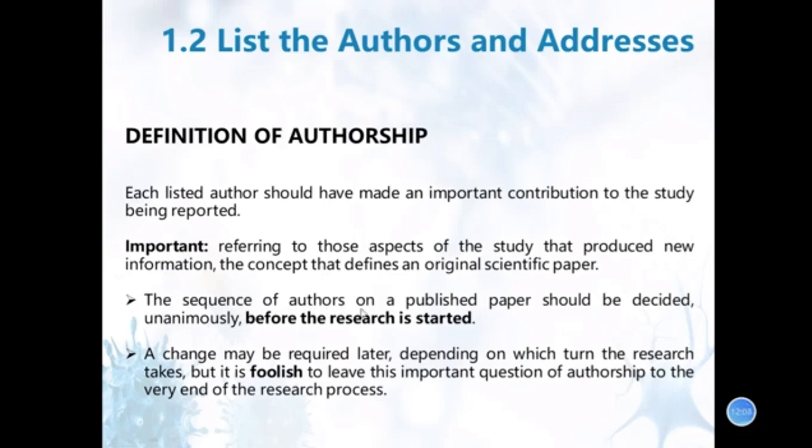And the sequence of the authors on a published paper should be decided before the research is started. Sometimes, the earlier the better. Perhaps if you list very late who contributed the most, it is a puzzle. Also, a change may be required later, depending on which turn the research takes, but it is foolish to leave this important question of authorship to the very end of the research process.